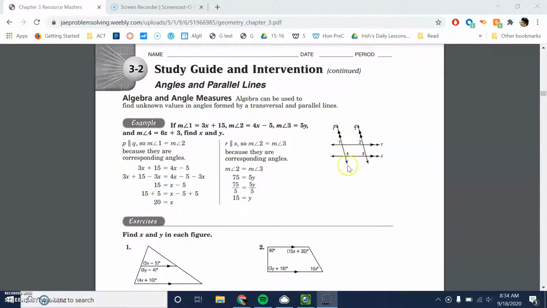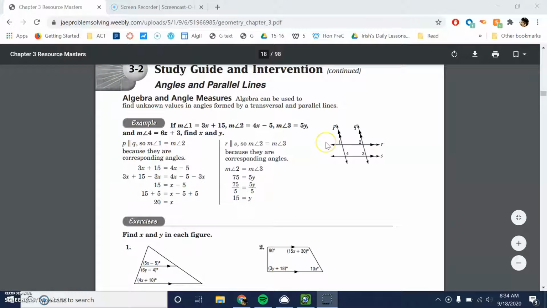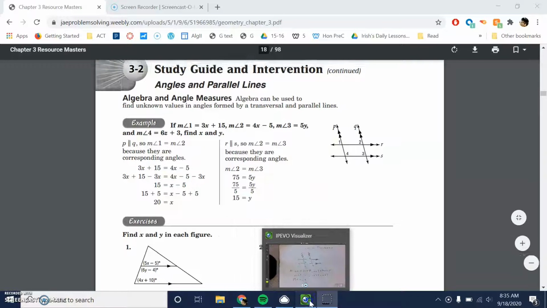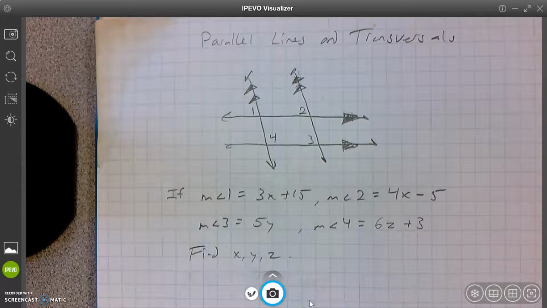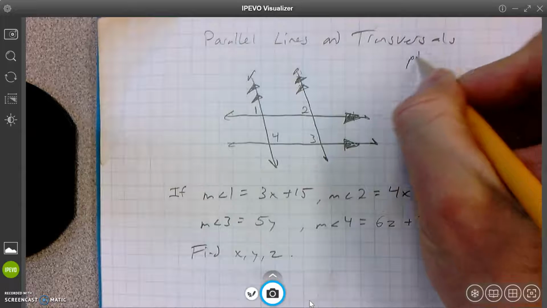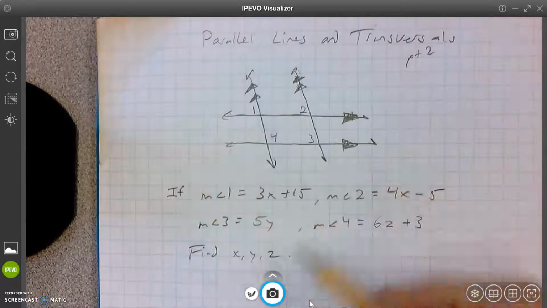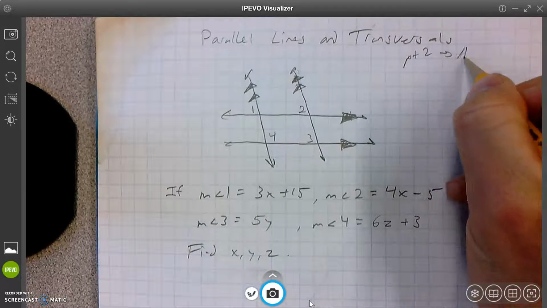We have this picture, and we have the measure of angle 1, angle 2, angle 3, angle 4, all in algebra. Oh my goodness. We got to find x and y, okay? This is what we're going to do. They're the answers, so we're going to try and get those, because that's how we'd start. All right, now let us go to our notes. Parallel lines and transversals. We're going to do part 2, because now we're doing algebra.